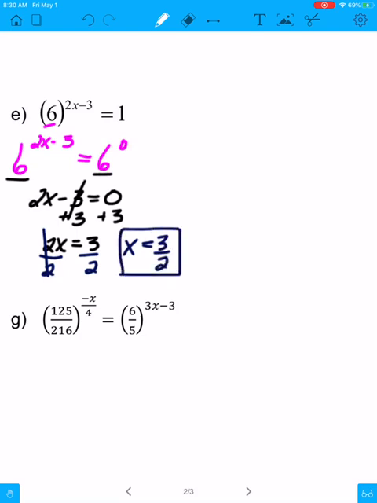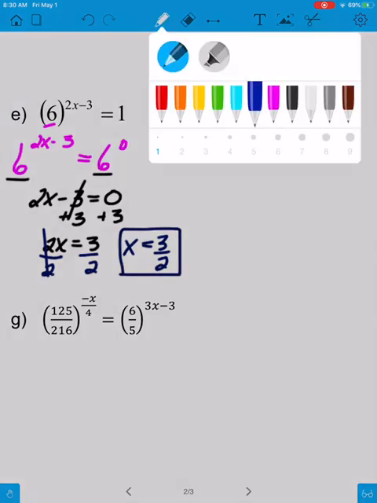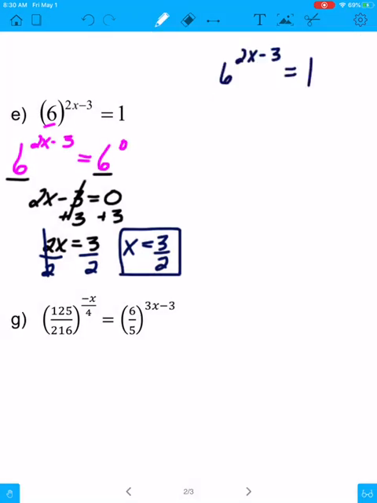Now I want you to verify this with your calculator, okay? The steps are on the previous page. To verify graphically, you take your original: 6 to the power of 2x minus 3 equals 1. That's the original. Now you're going to put this equation into y1. To type that in, you go y1 equals 6 to the power of bracket 2x minus 3.